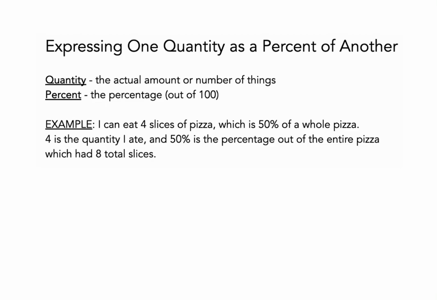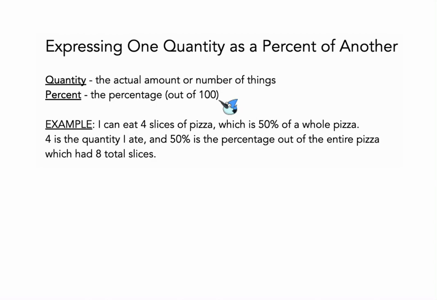Hi everyone, today we're going to learn how to express one quantity as a percent of another quantity. So to start off, we're going to need to review some important vocabulary words. Quantity is the actual amount or number of things that we're talking about. And percent is a percentage out of specifically 100.